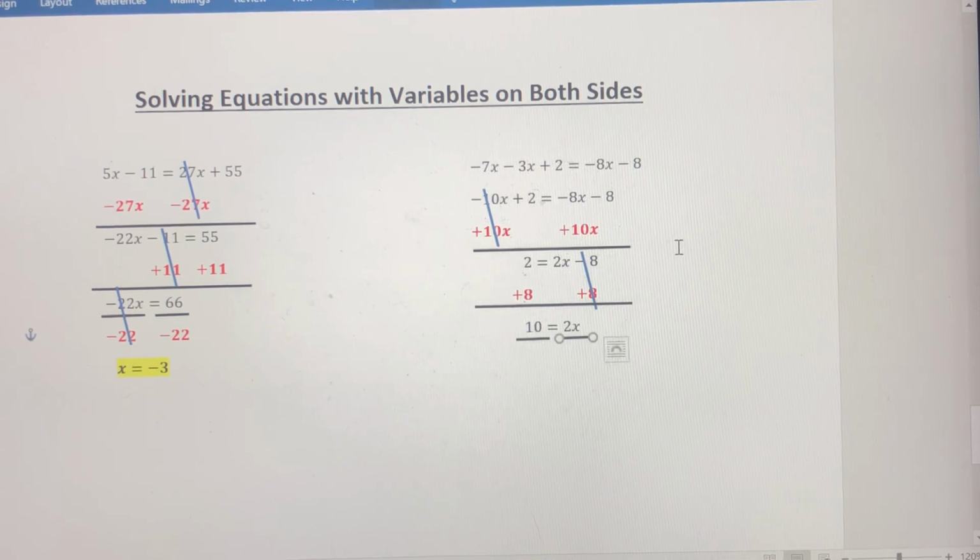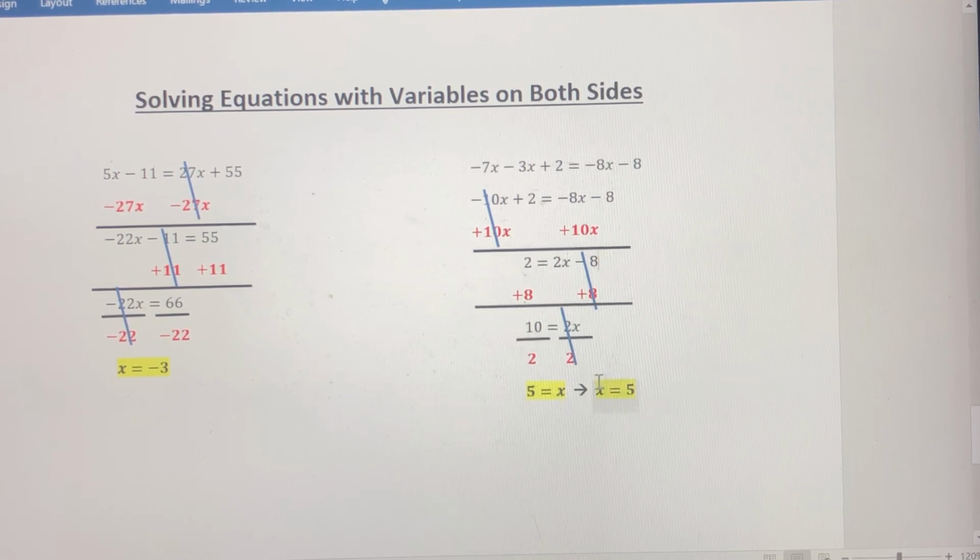Inverse operation is to divide by 2. On the right side, those 2's cancel out, and that leaves me with my answer of 5 on the left side equals x on the right side. You'll be more comfortable writing x equals some number, so we're going to flip this around. It's called the symmetric property. We're going to flip this around and we're going to say x equals 5.